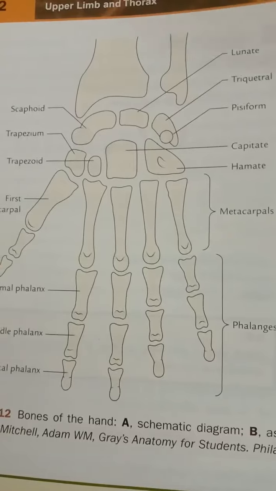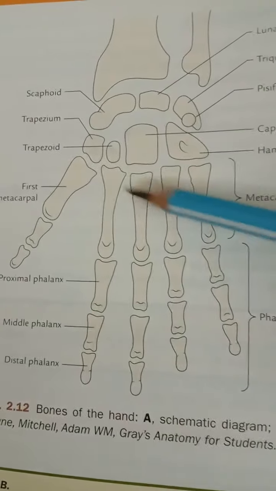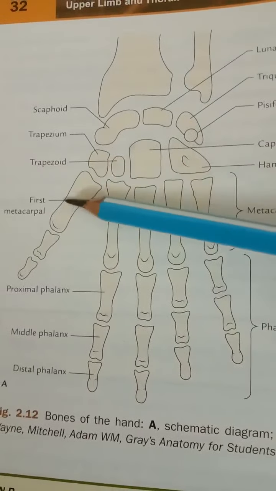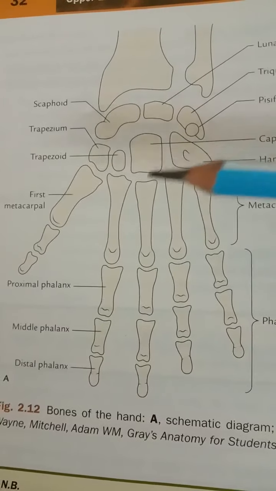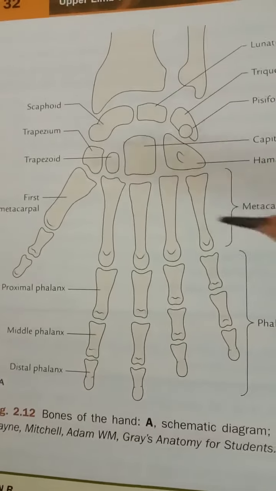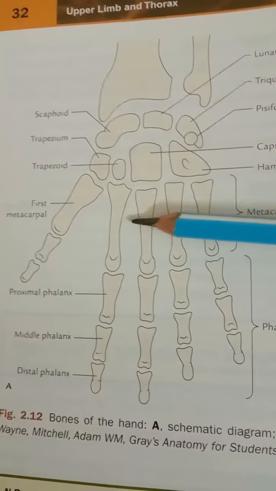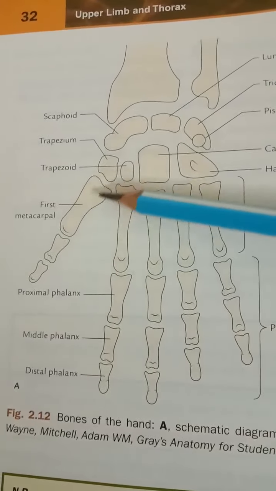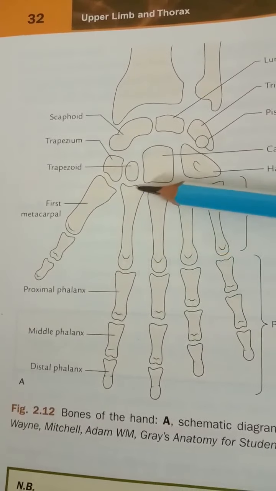Then let's see the metacarpal bones. So these are the metacarpal bones, and they consist of 5 bones from lateral to medial side. Then the parts of the metacarpal bone. The metacarpal bone is a small long bone and consists of three parts, that is the head, shaft and the base. So this one, everyone, that is the head, the shaft and this is the base.